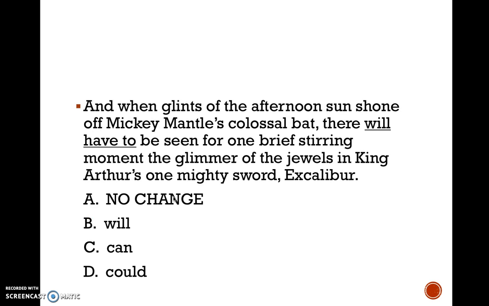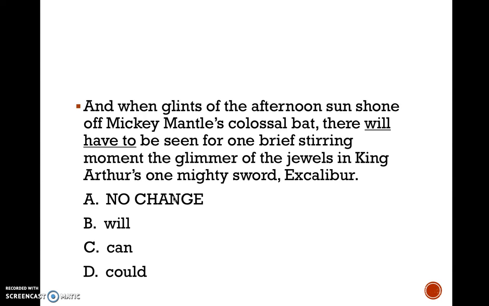So here's another example of grammatical correct word. And when glints of the afternoon sun shone off Mickey Mantle's colossal bat, there will have to be seen for one brief stirring moment in the glimmer of the jewels in King Arthur's mighty sword, Excalibur. So this one says there will have to be. Now, whenever they're looking for verbs, you need to look at other verbs in the sentence. So for instance, this one has a verb right above it, right above will, you see the word shone. That is past tense. So we know that we need to have something that's past tense.